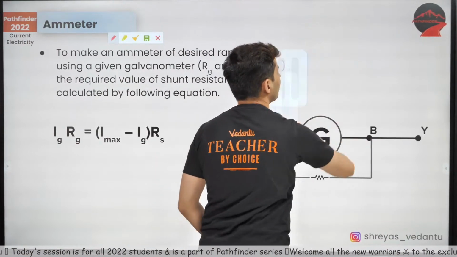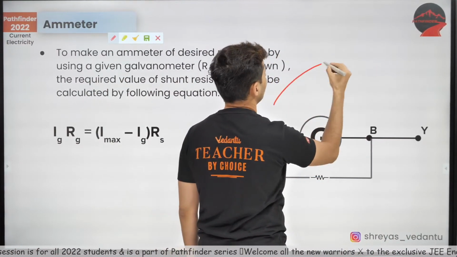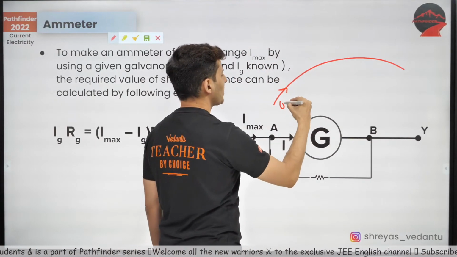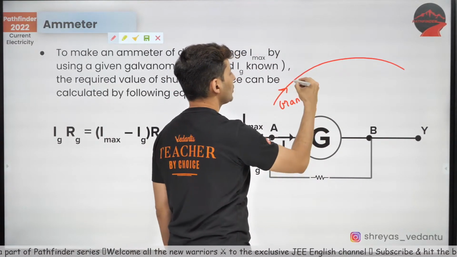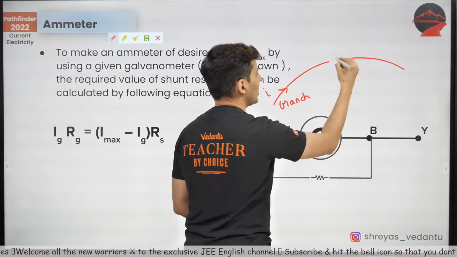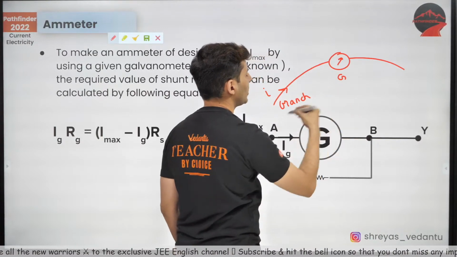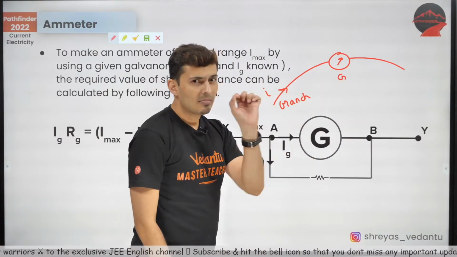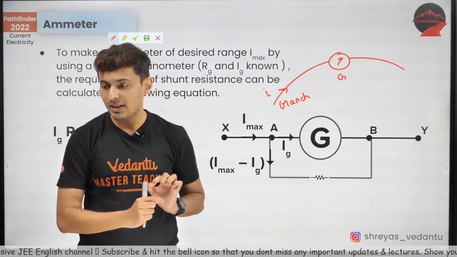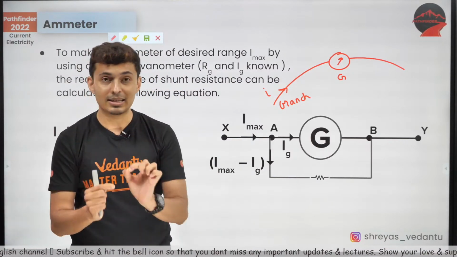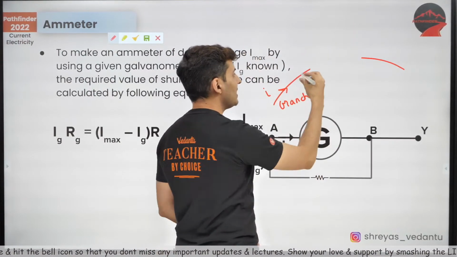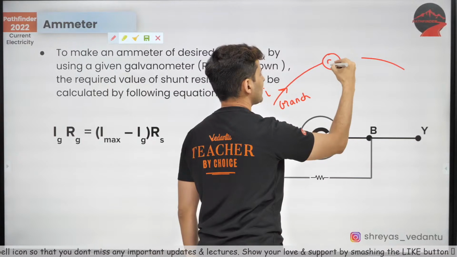So imagine you have a circuit, maybe this is the branch, and you want to measure the current through this branch. You want to measure how much this I is. If you just put a galvanometer, it's going to burn out, because a galvanometer has very little capacity to handle current. So what will happen is, this galvanometer can be arranged like this.